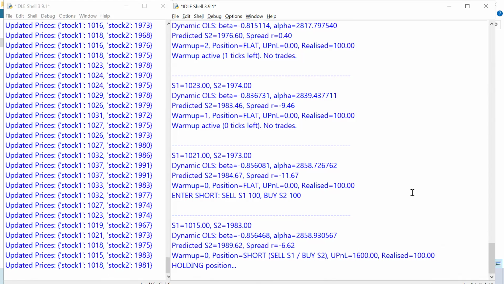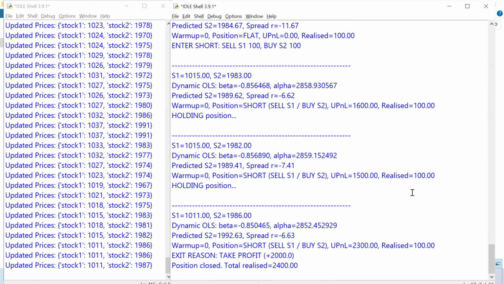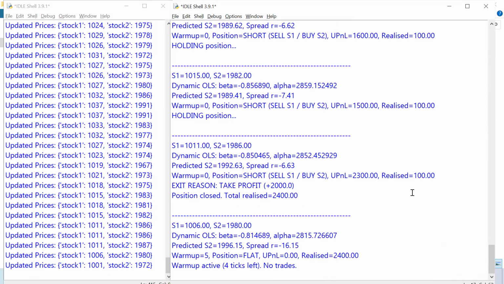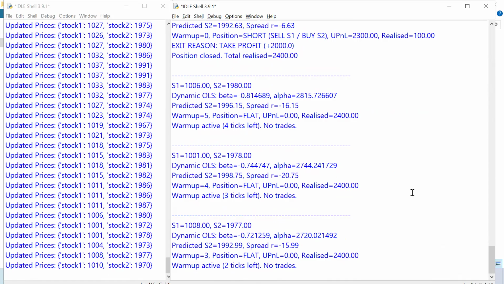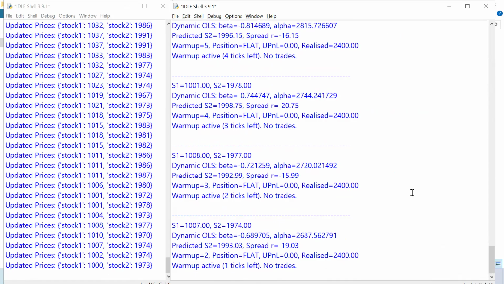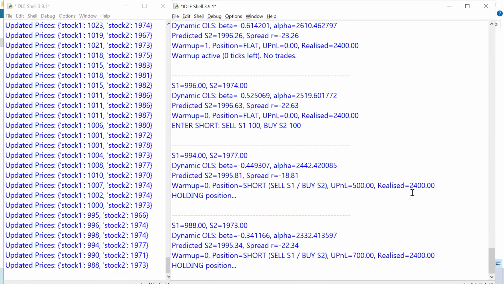S1 is sold and S2 is bought. Okay, the realized profit is 2300. Okay, we book the profit also. You can see how fast it is happening. Now this is actual with the market speed. Even if I decrease the speed more, like 1.2 seconds of the actual market delay, it is going to give very good results for sure.